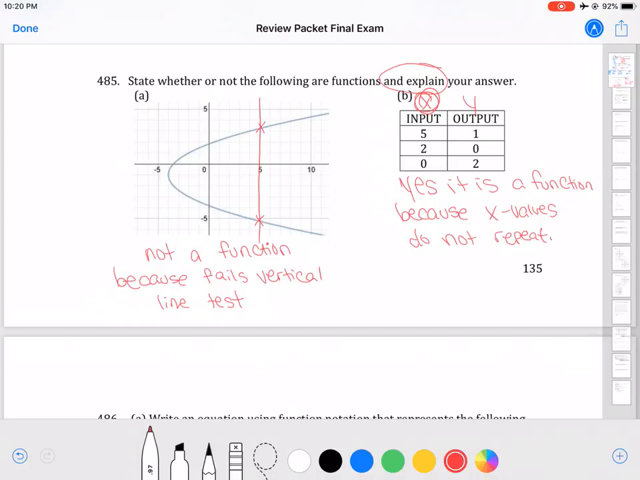Okay, so let's say in that x column I had a 5, and then that 2 was also a 5, and I had a 0. Because there's 2 5s in there in this hypothetical situation, that one would not be a function because the x value repeats. But since I have 3 different numbers, 5, 2, 0, in this example, it is a function because the x values do not repeat. Now, y values can't repeat. Doesn't matter. If you have repeating y values, it doesn't change the answer at all. You are only referring to x.